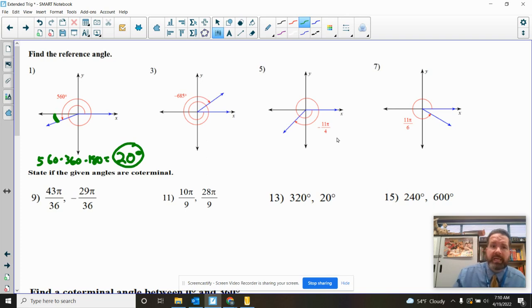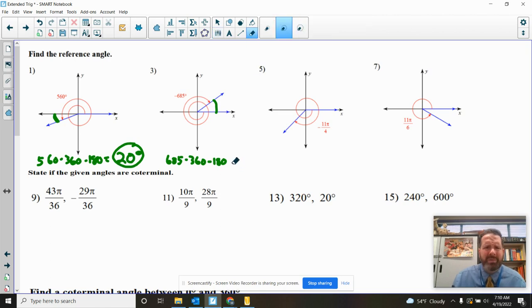Now for this one, again, make sure we know what we're talking about. It's always between your terminal side and the nearest x-axis. That's the angle. So I'm going in the negative direction, 685. That's one full turn. So I'm going to take my 685 minus 360. It's then another half a turn, minus 180. It's then, actually, you know what? I'm going to rework how I'm doing this.